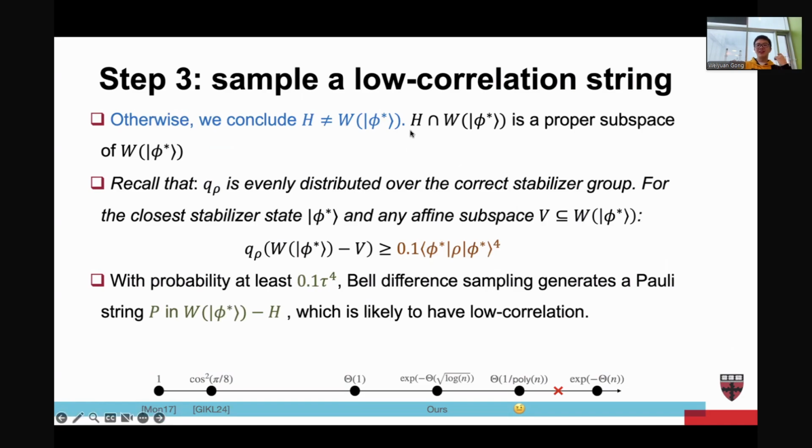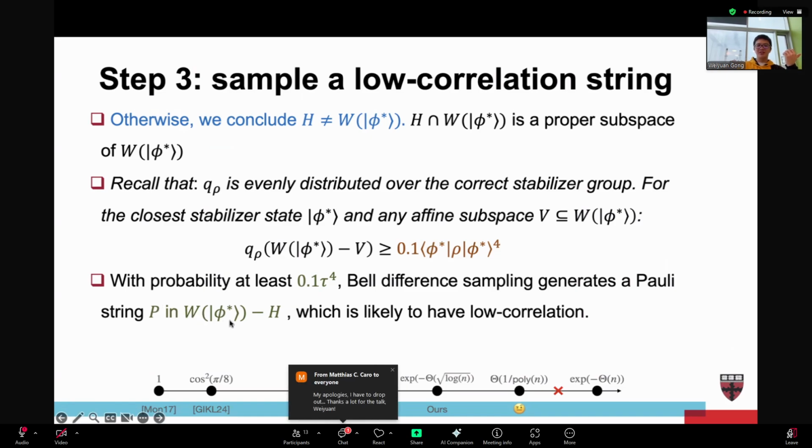Okay, so again, step 2 means that if H is the full stabilizer group, then we are done. And now here we are talking about if H is not the full stabilizer group, then because Q rho is evenly distributed over the stabilizer group, with probability 0.1 tau to the 4, if we perform Bell difference sampling again, we can generate a Pauli string in the remaining subgroup from H, like in the correct subgroup minus H. And we can sample another Pauli string in this stabilizer group.